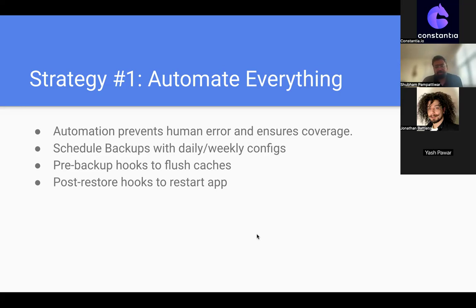You could also use post-restore hooks. Certainly most of the backup APIs in general have these functionalities. So post-restore hooks could be used to perform some tasks that are required before restarting the application. So you could automate all these things and maintain the integrity of the backup. So that is our strategy number one, automate everything.